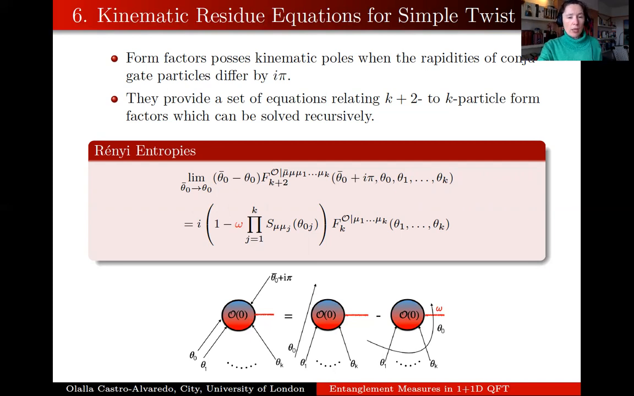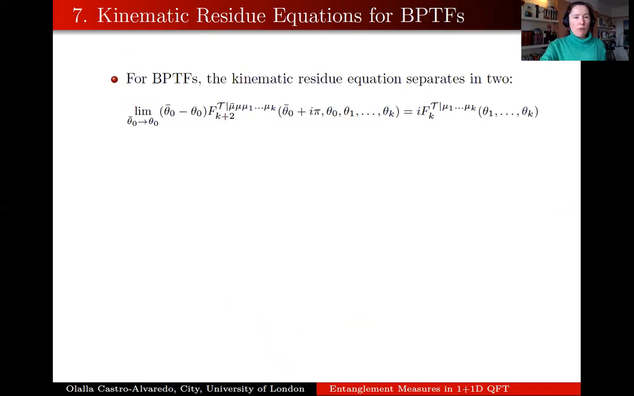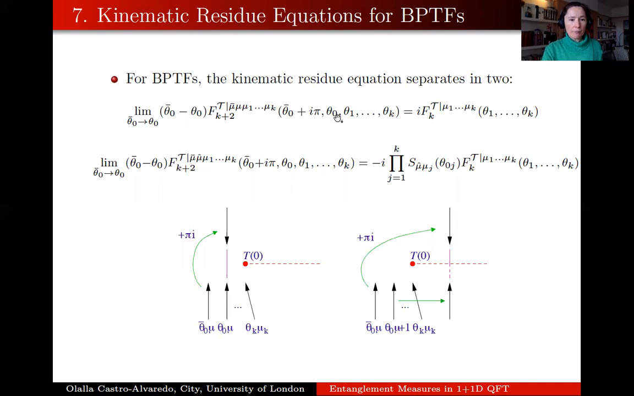For a twist field, what happens is a little bit different again, because the consequences of crossing the branch cut are a bit different. So what happens there? Well, in fact, for the branch point twist field, what you have instead are two separate kinematic residue equations, because these two annihilation processes are quite separate. They don't relate to the same form factor. So the first process is, okay, we have a particle and antiparticle in the same copy and they annihilate. So that's the first equation here. Okay, so that's what happens in this picture.